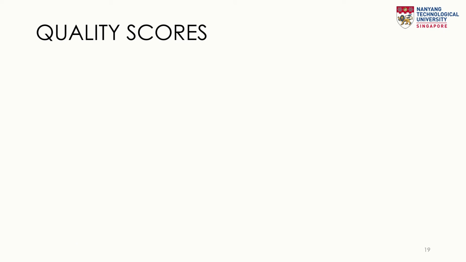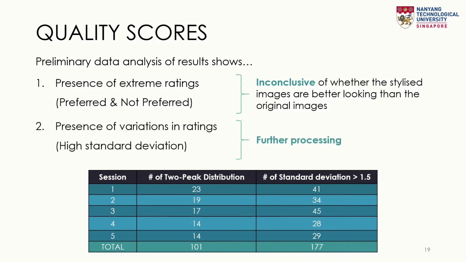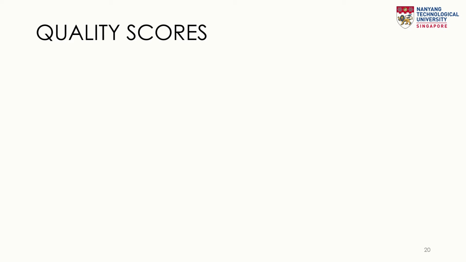Before the processing of subjective scores, a preliminary analysis was done in which 2 issues were identified. First was the presence of extreme ratings. In other words, 2 peak distributions where half of the evaluators preferred the stylized image and another half did not. The second issue was how some images had significant variations in ratings among the evaluators. A standard deviation of 1.5 was later used as a threshold to identify these images of high variation for further processing. Images with either of the 2 issues were analyzed.